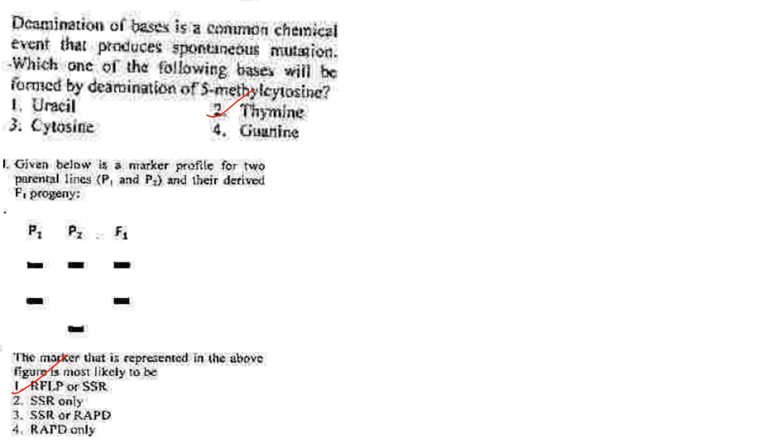Then next one. Given below is the marker profile for 2 parental lines P1 and P2 and their derived F1 progeny. The marker that is represented in the above figure is most likely to be? So if you see the F1 individual, it is a case of codominant markers, because F1 has got one band from P2 and the other band from P1. So it is the case of codominant markers, as P1 and P2 are the parents and F1 is the progeny. So codominant markers will be RFLP and SSR as per the options. So the answer here is option 1.